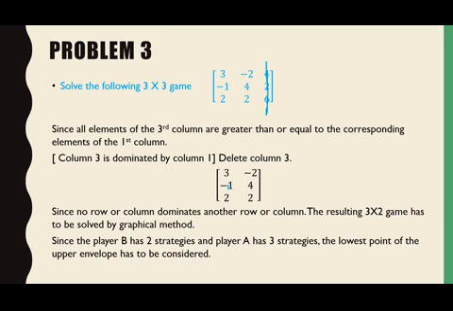3 is greater than minus 1, but minus 2 is not greater than 4. Compare first row and third row. 3 is greater than 2, but minus 2 is not greater than 2. Compare row 2 and row 3. 2 is greater than minus 1, but 2 is not greater than 4. So row wise, no change can be done.